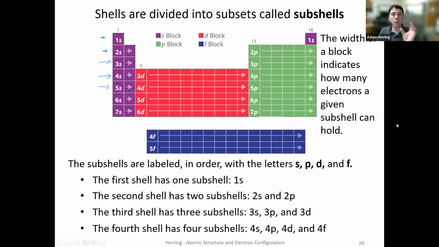And also that the width of these different blocks, the S block, the P block, etc., indicate how many electrons can be held within that subshell. For example, you see that the S block is 2 units wide. It can hold 2 electrons within each S-type subshell. The P block is 6 wide, and it can hold 6 electrons. The D block is 10 wide, and so it can hold 10 electrons. And the F block is 14 wide, and it can hold 14 electrons.